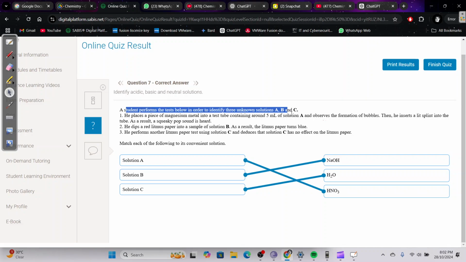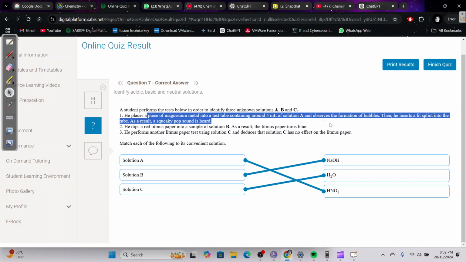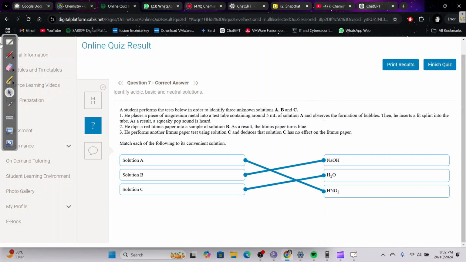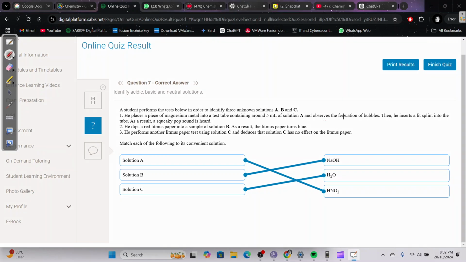A student performs the tests below to identify unknown solutions A, B, and C. He places a piece of magnesium metal on whatever, and there is formation of bubbles. Keep in mind, formation of bubbles also means effervescence. If you see it in your exam, effervescence.